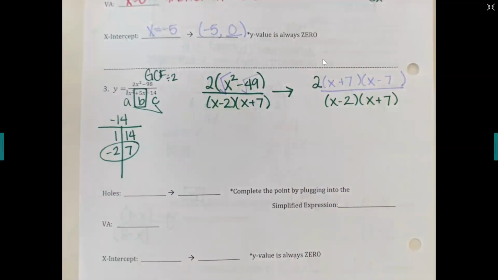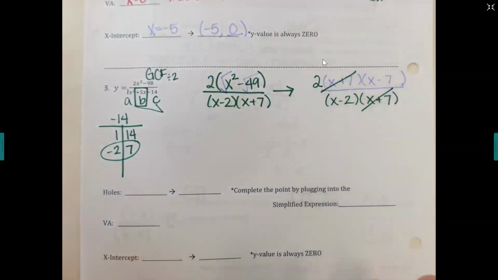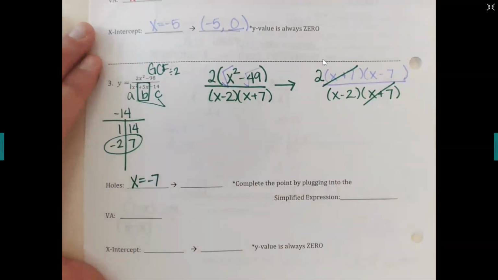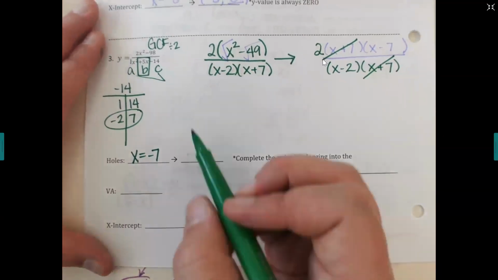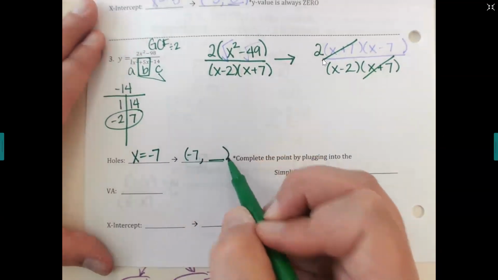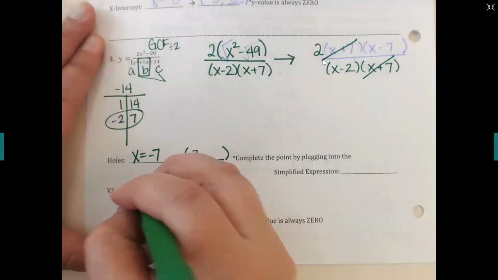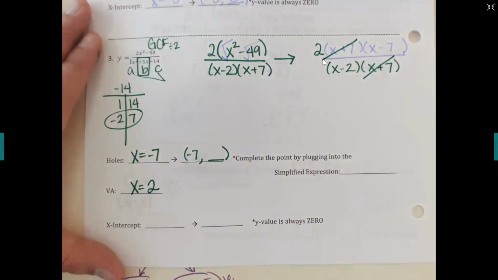Okay, from there, what will cross out? And if the plus 7's cross out, where will the hole be in the graph? X equals -7. But remember, holes are written as ordered pairs, so it'll be -7 comma something. Okay, vertical asymptotes, are your x's left over on the bottom? Do I have one? It's an x minus 2. So where will the vertical asymptote happen at? +2.